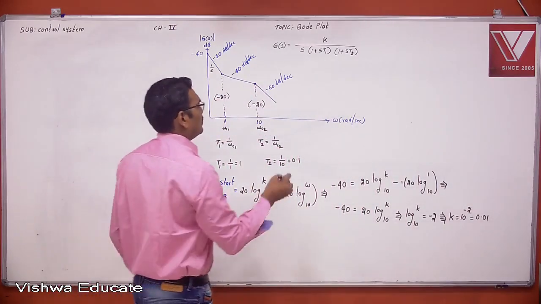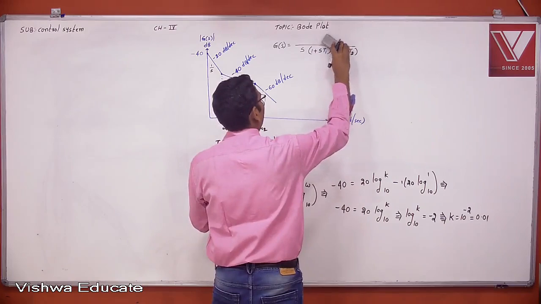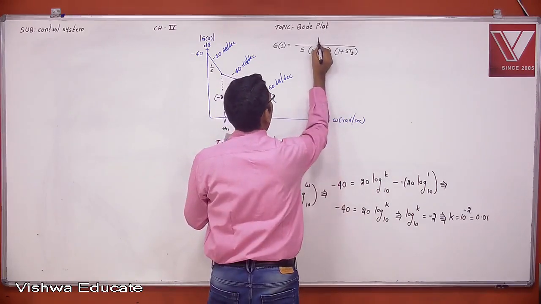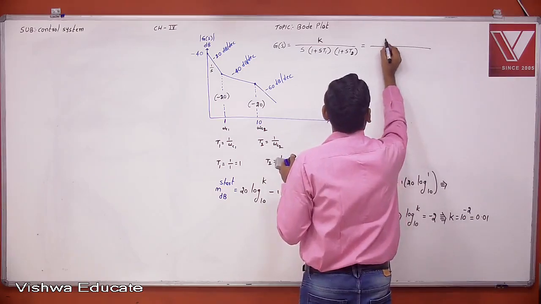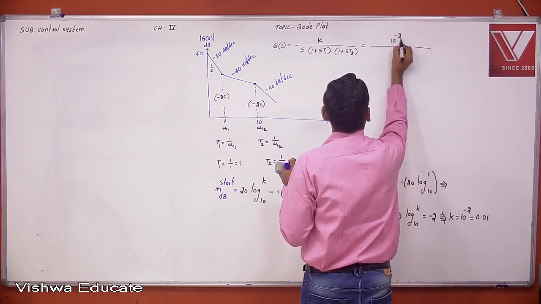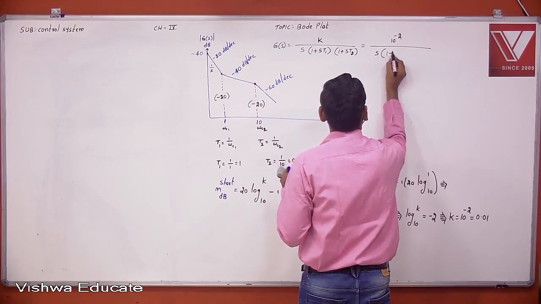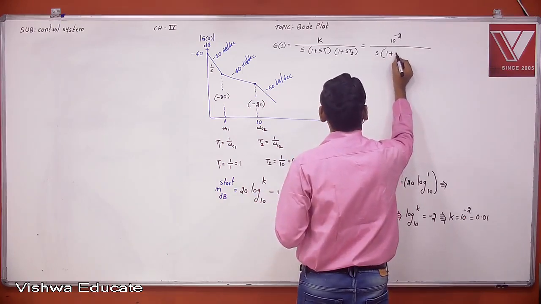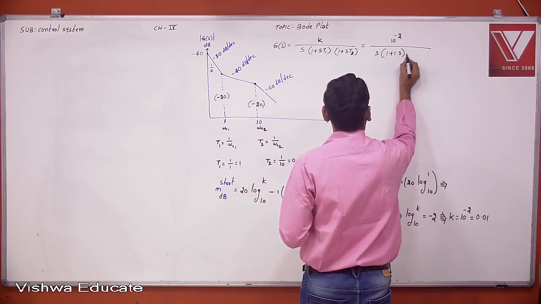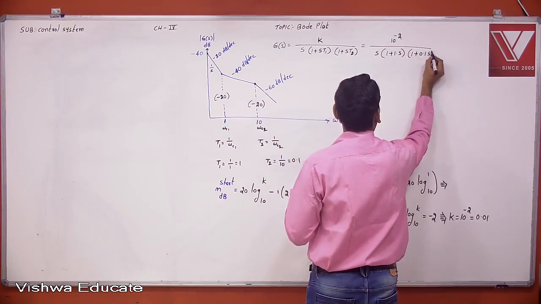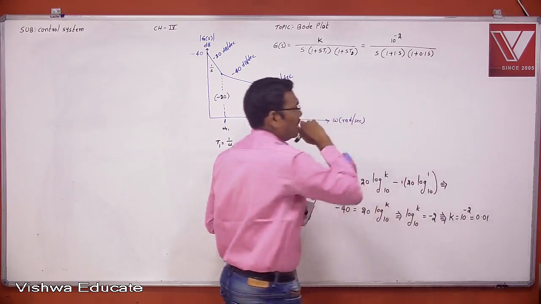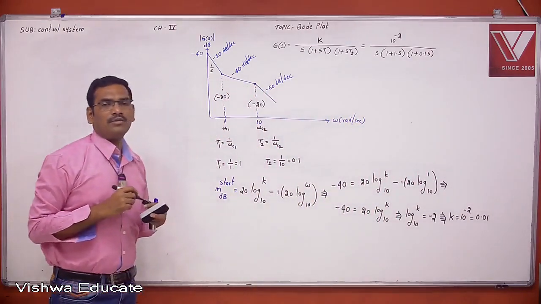Now system gain k equals 10 power minus 2. What is the transfer function finally? 10 power minus 2 by s into 1 plus st1, into 1 plus st2, where t2 is 0.1. Sir, is this correct or not? The students are having a doubt.